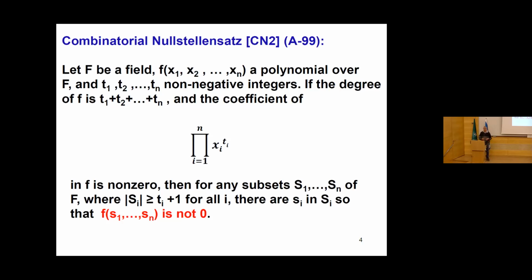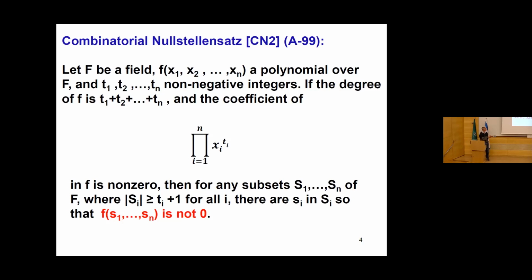Okay, so this statement, and you see that the case n equals 1, a univariate polynomial, is just the trivial or the well-known fact that a non-zero univariate polynomial cannot have more roots than its degree.